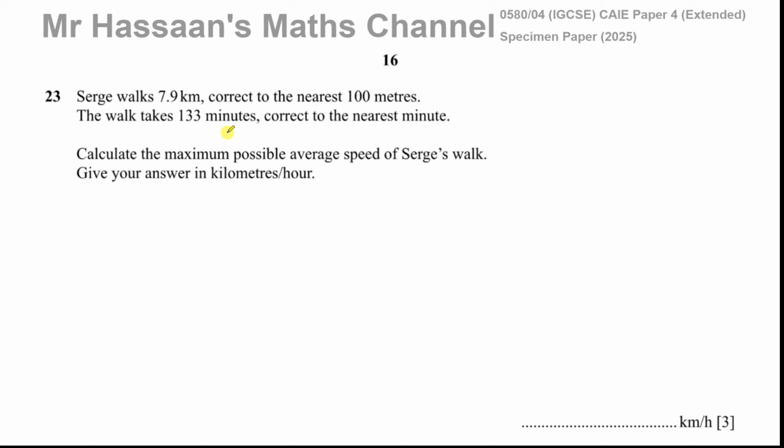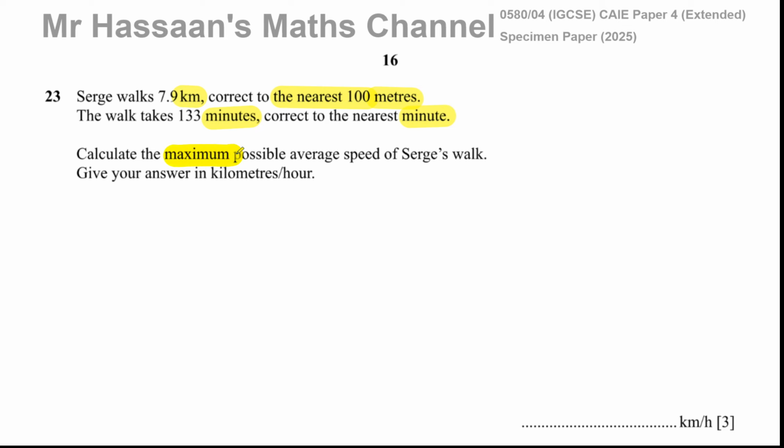So a few things before we start going through the whole question. That's kilometers and that's meters. It says correct to the nearest 100 meters, so the units are not the same, so keep that in mind. The walk takes 133 minutes, correct to the nearest minute. Those two are the same unit, that's fine.